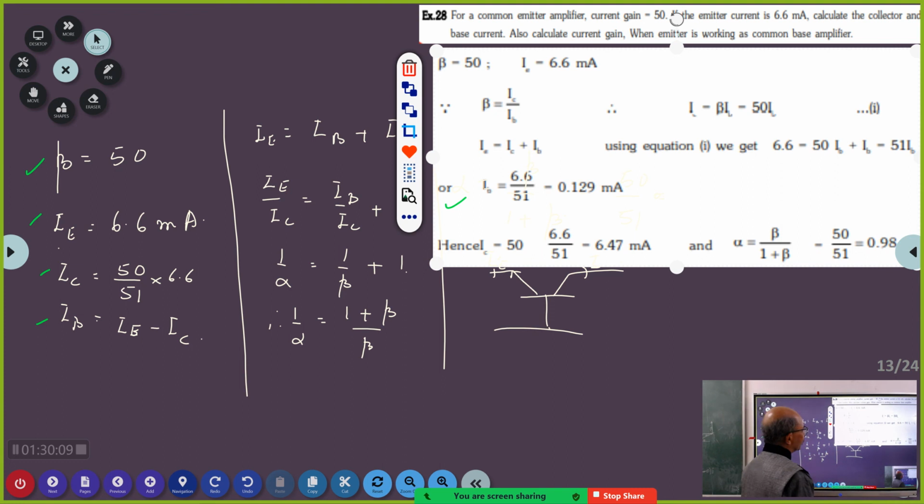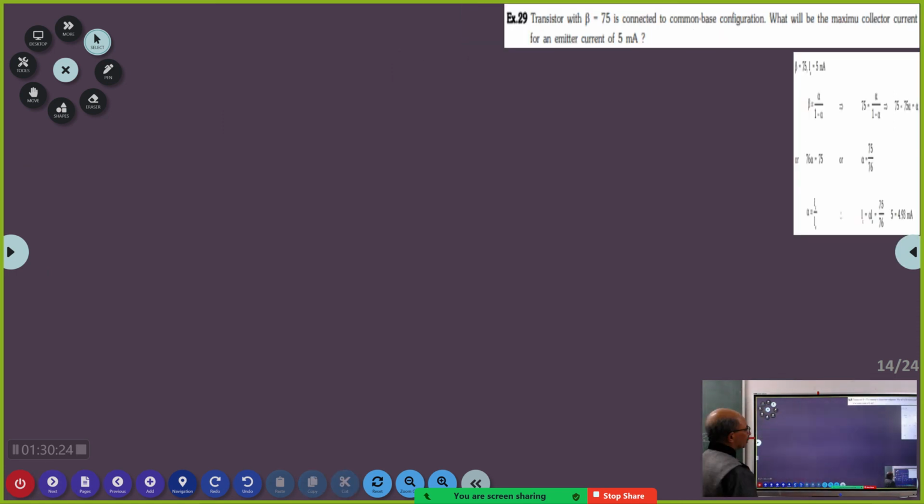So 51 IB. IB is equal to so and so. Hence, IC will be equal to 50 into 6 divided by 51. Alpha will be so and so. Correct. And the gain will be alpha. Okay. Shall we continue tomorrow?